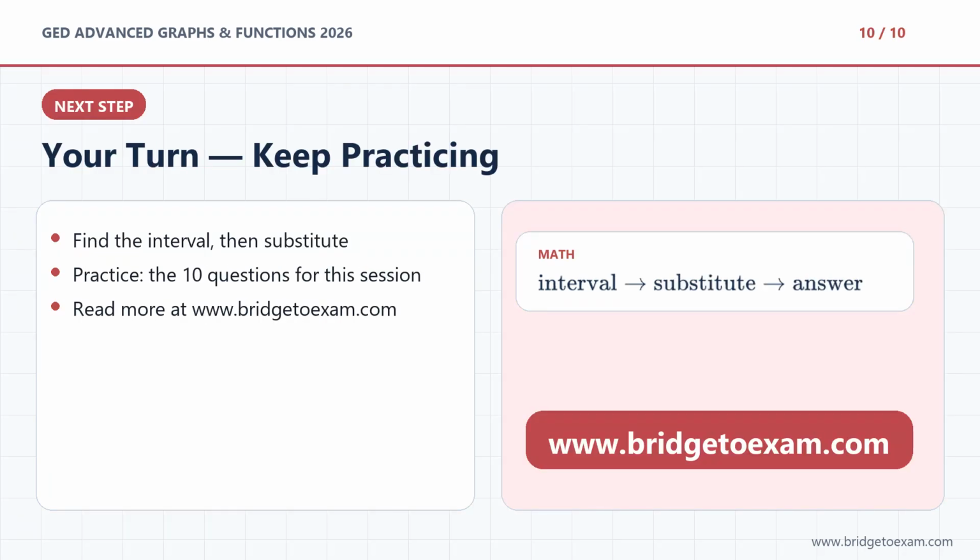Wonderful work today. You can now evaluate piecewise and step functions by choosing the right piece first. Your mastery check is the 10 practice questions for this session. For each one, find the interval, then substitute, and mind the endpoints.